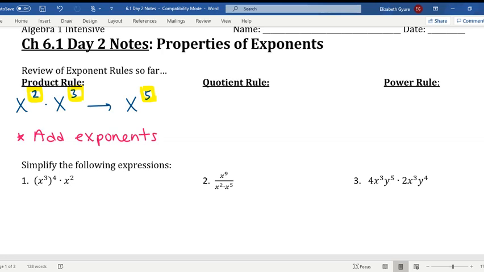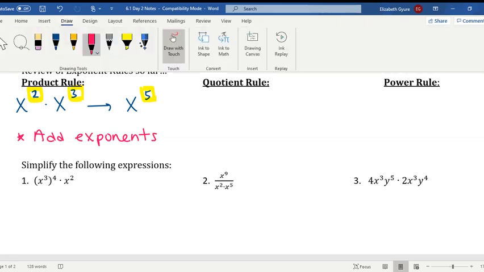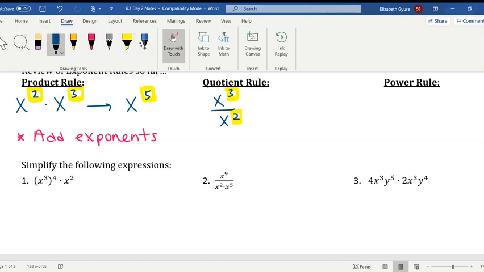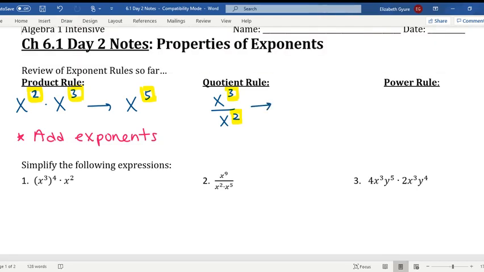Quotient rule. Quotient is a fancy word for divide. So this looks like this. If I had maybe x to the third over x to the second, stack them and, does anyone remember? Stack them and do what? Add, subtract, multiply, or divide. This one is subtract. Stack them and subtract them.